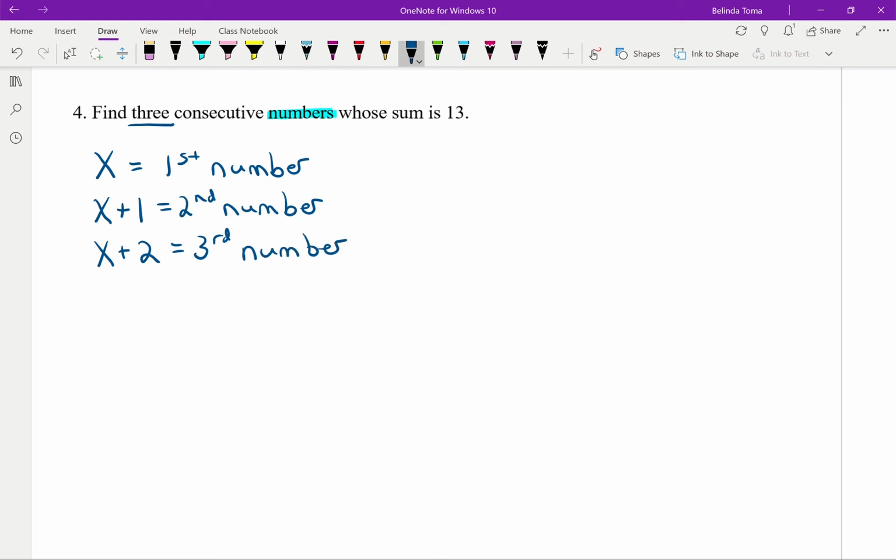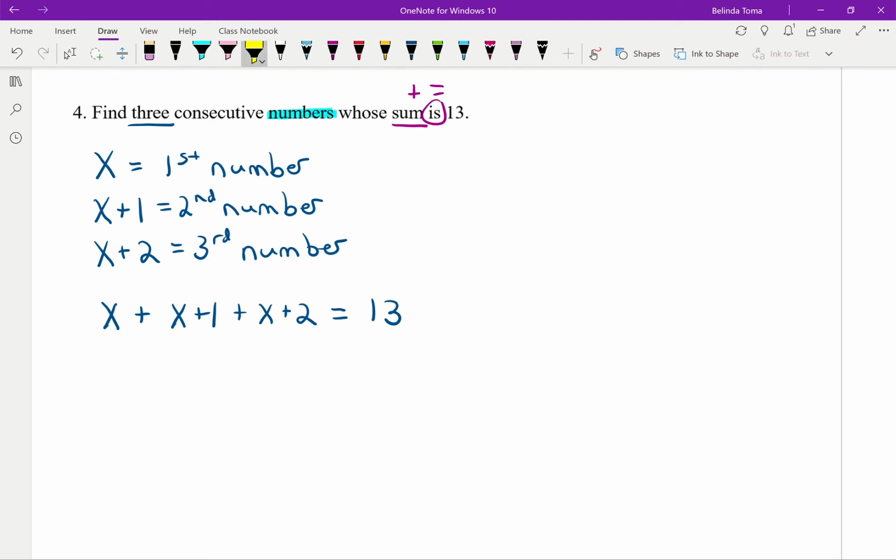So I have my 3 unknowns, and we want the sum is 13. So what I'm going to do is I'm going to say x, the first number, plus x plus 1, the second number, plus x plus 2, the third number, equals 13. Now, some of us probably could have done this one in our head. Actually, not so much when we see what we end up with, but in terms of getting the equation.